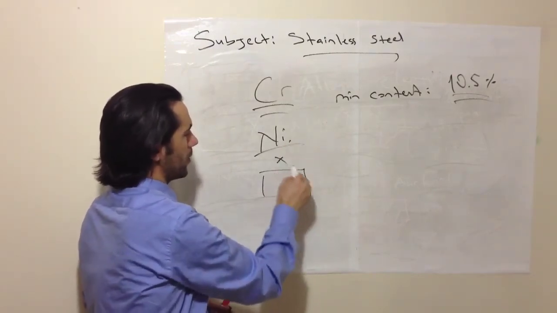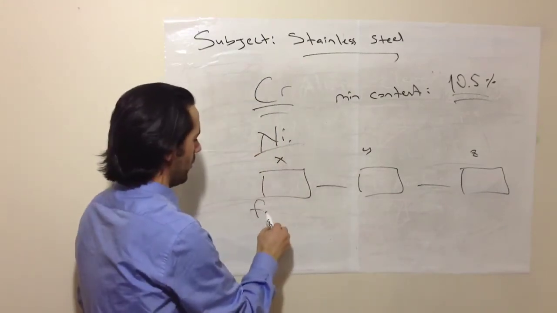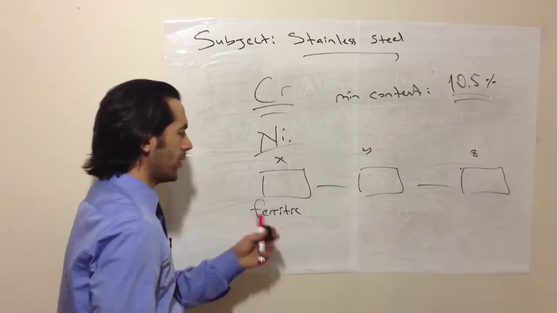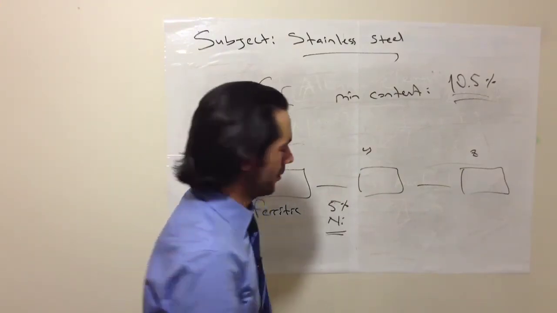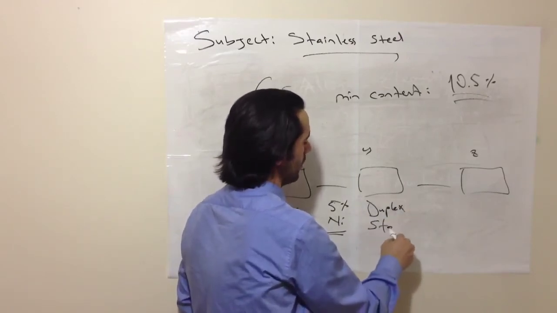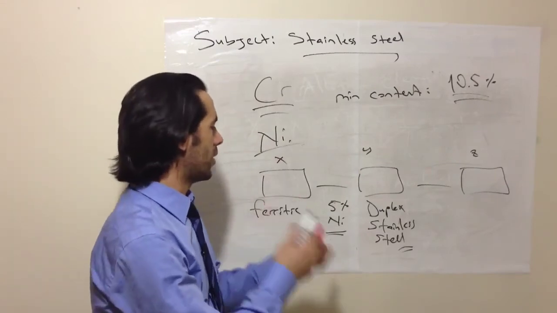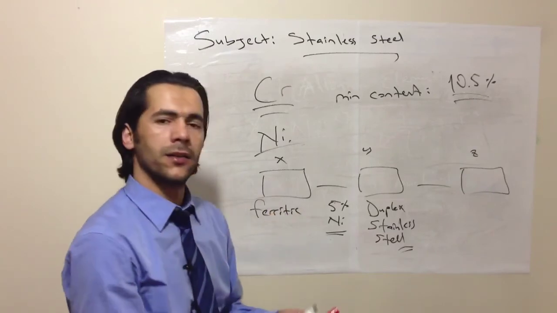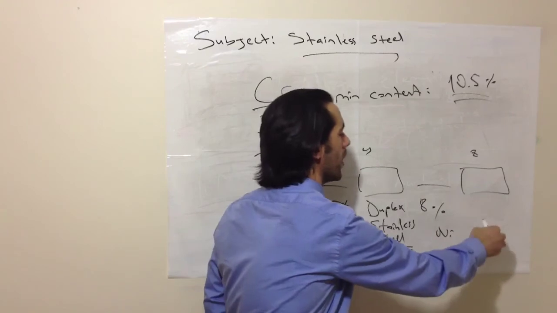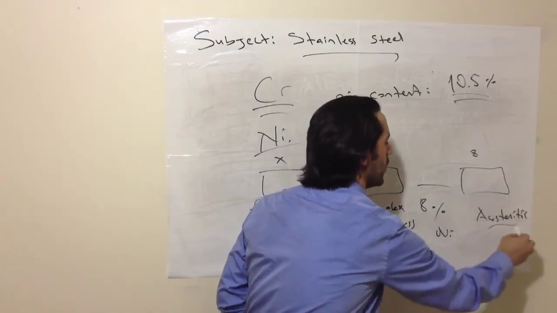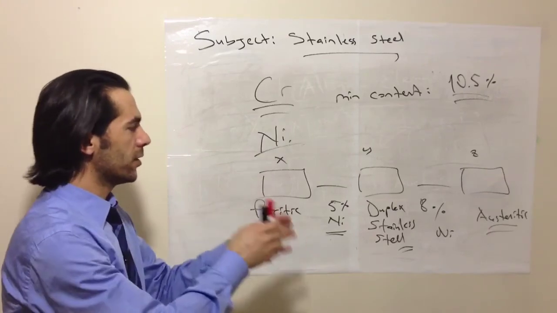So nickel, for example, X, Y, and Z structures. We have ferritic structure. If we add 5% nickel, you will get a duplex stainless steel. Duplex stainless steel means it has two different microstructures. One of them is ferritic structure, and beside that, austenitic structure. So if we add 8% nickel, then we will get austenitic microstructure. So that means nickel is mainly to promote austenitic structure. That's why we need nickel.